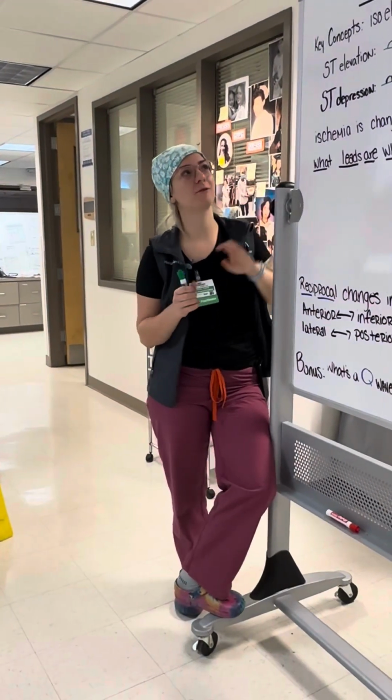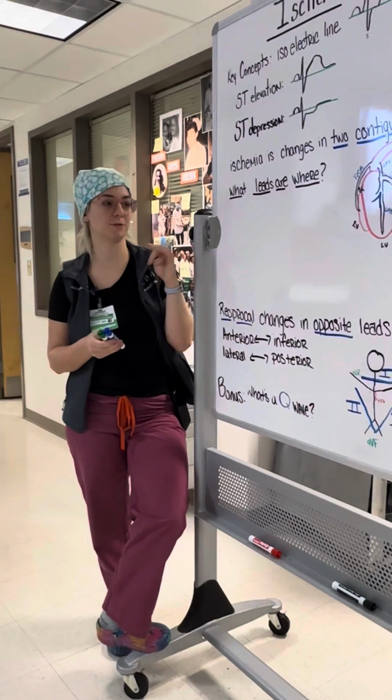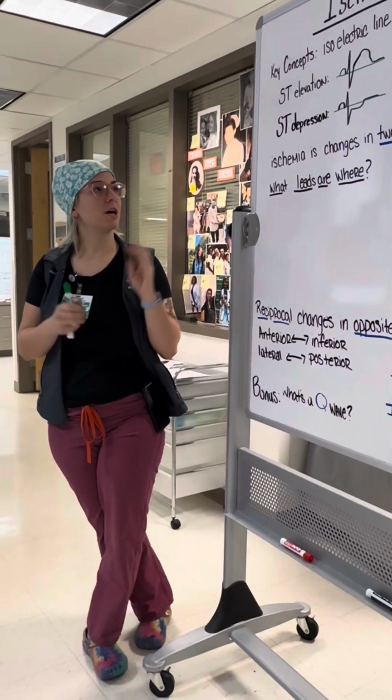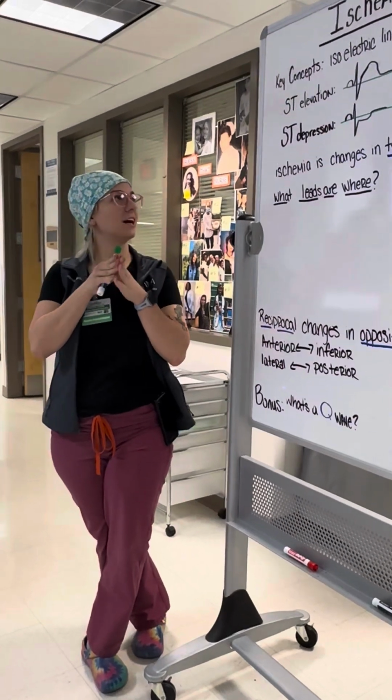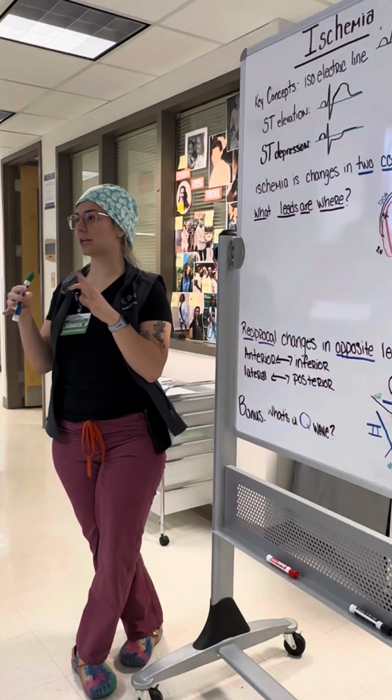We're just going to do a quick thing on ischemia. I talked about it yesterday with a group of people, and this was brought up because people wanted to learn more about it. When we're talking about ischemia, we've got a couple of key concepts. The first one that I'm going to mention a lot is something called the isoelectric line.